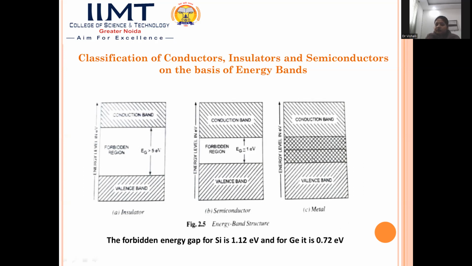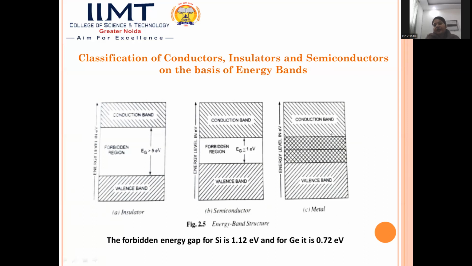Now I'll move to this third diagram. This is about the metals or conductors. We can see clearly that in the case of conductors or metals, the gap between the valence and conduction band is zero. We have a large number of closely spaced energy levels with electrons in them, and in the conduction band, a large number of energy levels with no electrons. So the electron from the valence band can easily go to the conduction band because there is no energy gap between the valence and the conduction band.